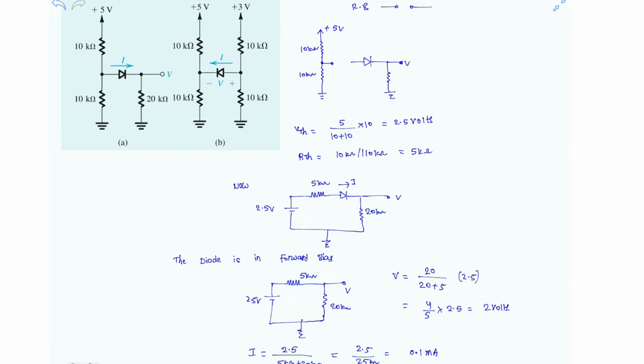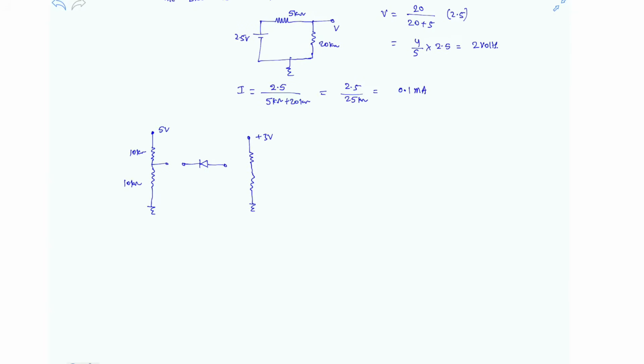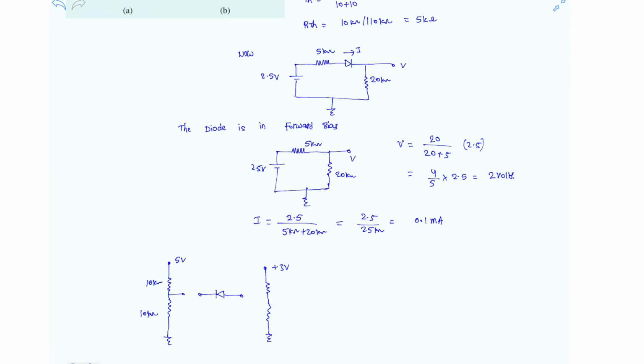Let's see one more time. 3 volts and two resistors, that is 10 kilo ohm and 10 kilo ohm. Let's replace both the left side and right side of the circuit with its Thevenin equivalents. So let's do that. Clearly we had already calculated the Thevenin equivalent. It is 2.5 volt in series with 5 kilo ohm resistor.